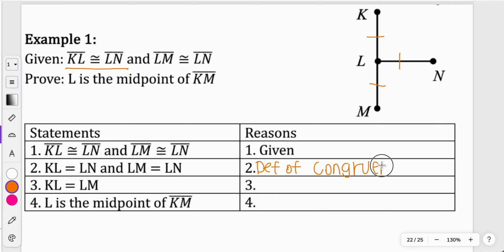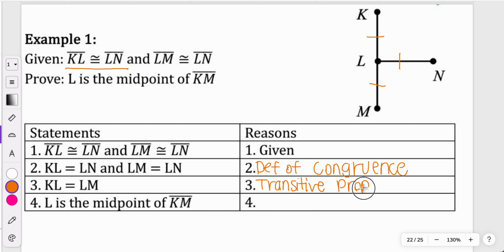So we're just saying that because they are using that congruent symbol, that means all their measurements are going to be equal or the same. Then it says KL is equal to LM. Here we can use the transitive property.